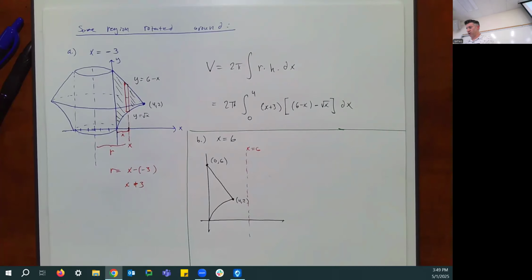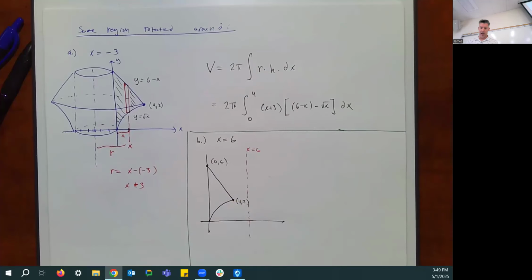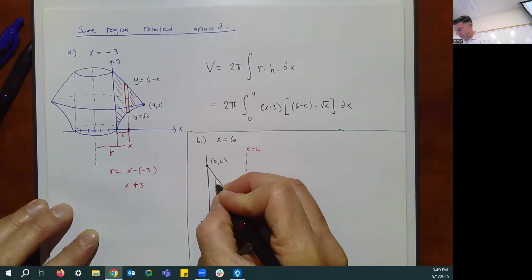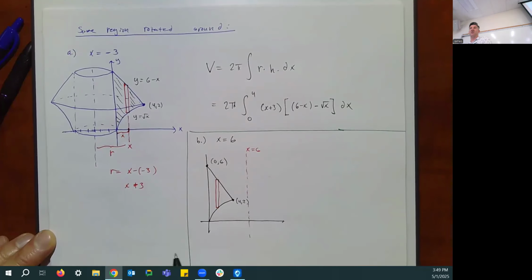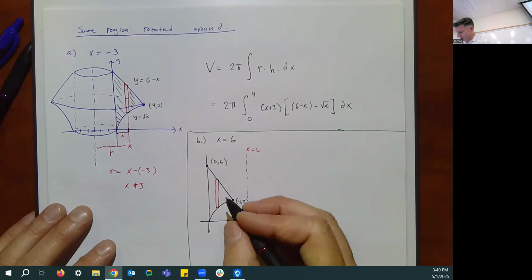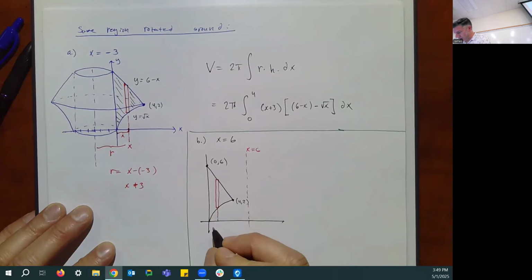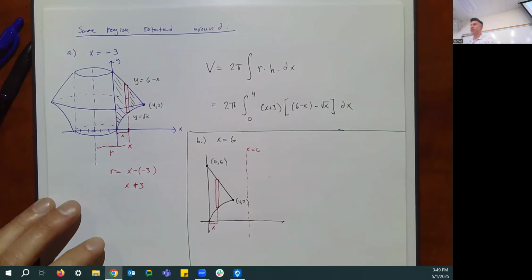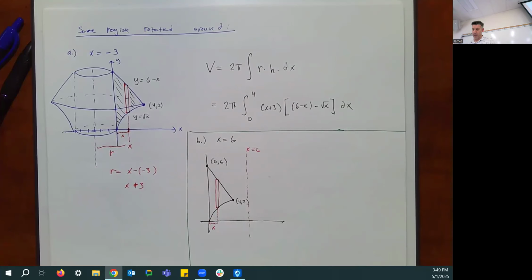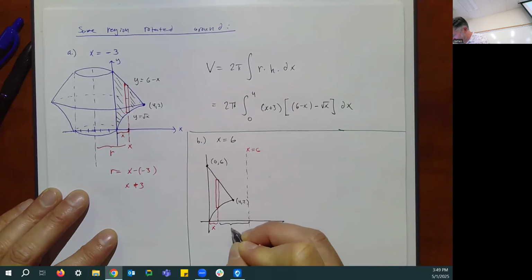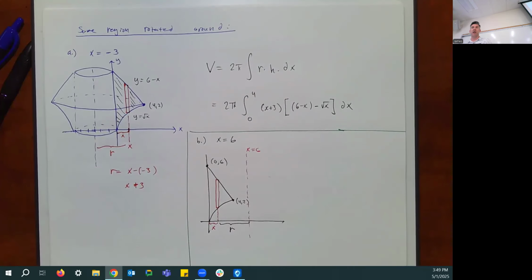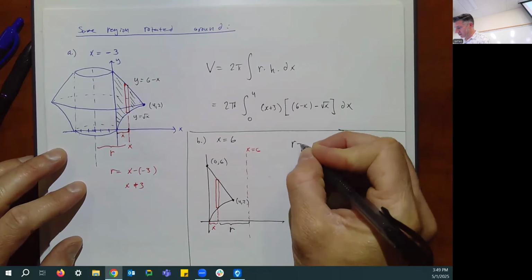So here, since I'm going around the x equals 6 line, I want my strip to be parallel, or I should say I want my strip to be vertical, because the horizontal strip means I have to use 2 integrals, and I don't want to do that. So now, let me label this a little bit better here. This strip is located x away from the origin, or x away from the y-axis. My radius now is this distance here, the difference between my strip location and my axis of rotation.